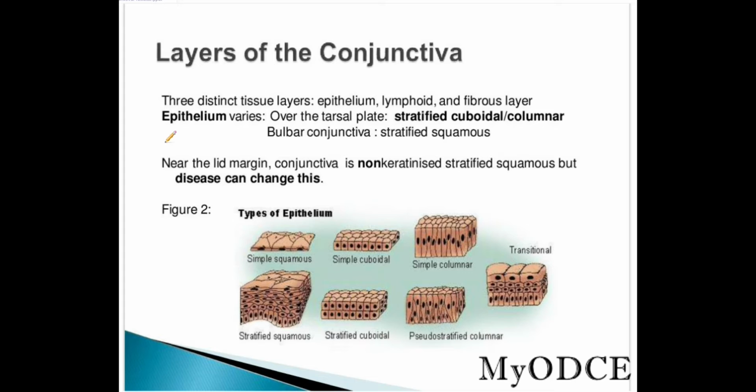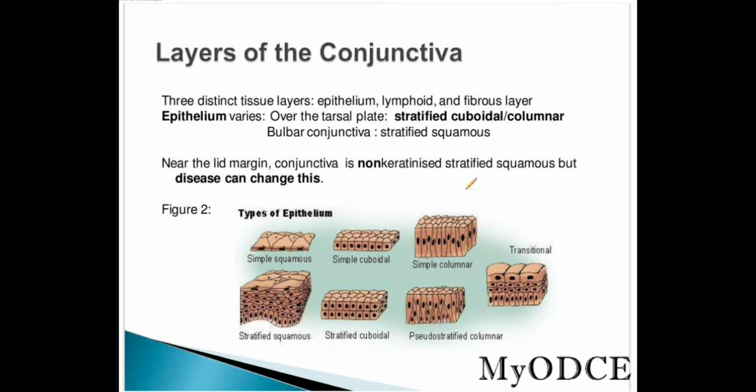Layers of the conjunctiva: three distinct tissue layers, epithelium, lymphoid, and fibrous layers. The epithelium does vary. Over the tarsal plate, we see stratified cuboidal or columnar cells. Over the bulbar conjunctiva, we see more stratified squamous cells. Near the lid margin, the conjunctiva is non-keratinized, an important distinction to make there: non-keratinized stratified squamous epithelial cells. But disease can change this. So when you see keratinization, that's also a big clue that something's happening.